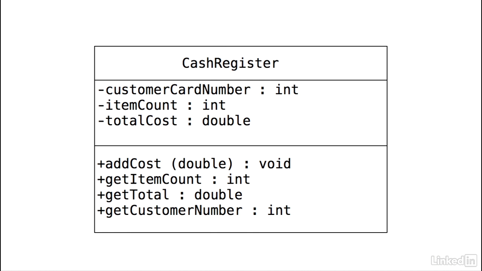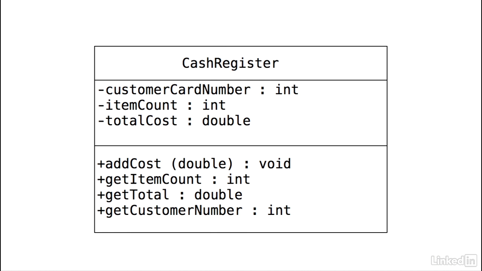This is also where we specify any additional data needed by the function. For example, the add cost function needs the price of the item so it can add that price to the total. In this case, the price is represented by parentheses, double, close parentheses.